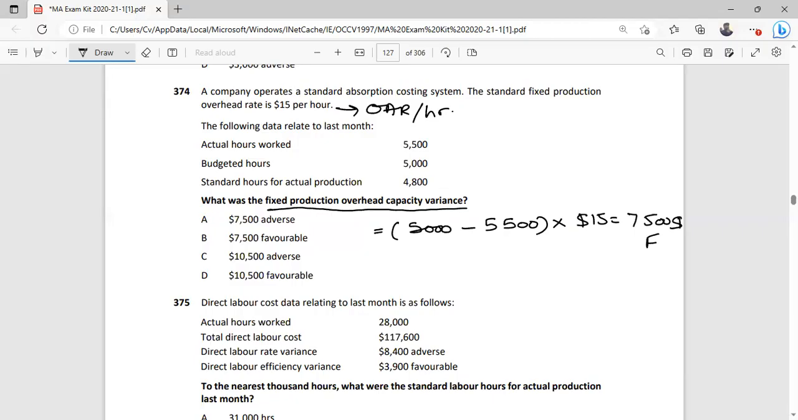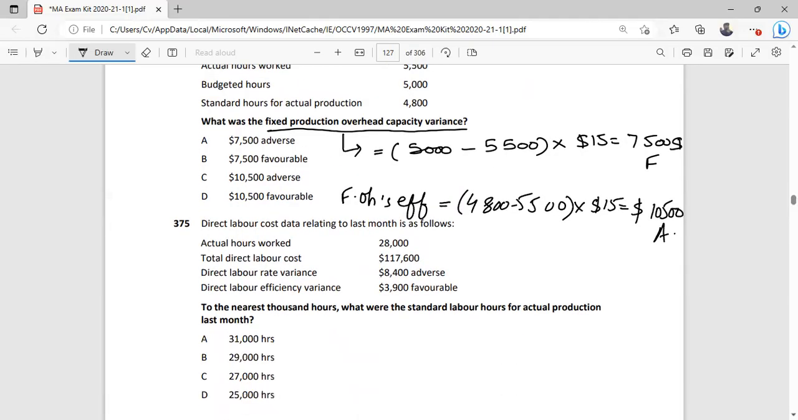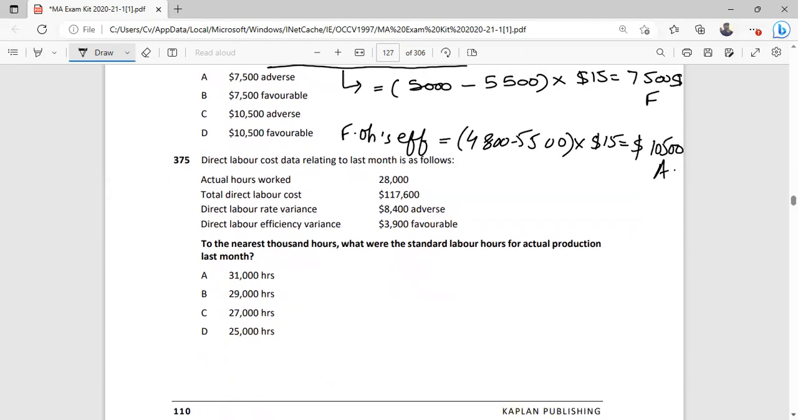These standard hours are nothing to do with the fixed overhead capacity, but these are used in fixed overhead efficiency. Suppose question says fixed overhead efficiency volume variance, then standard hours are 4,800, actual hours are 5,500 into same OAR 15. This time you consume 700 more hours in comparison with the standard or budgeted. That's why variance is 10,500 adverse. We should complete our job within 4,800 hours, but we completed within 5,500 hours. That is why we have an adverse variance of 10,500.